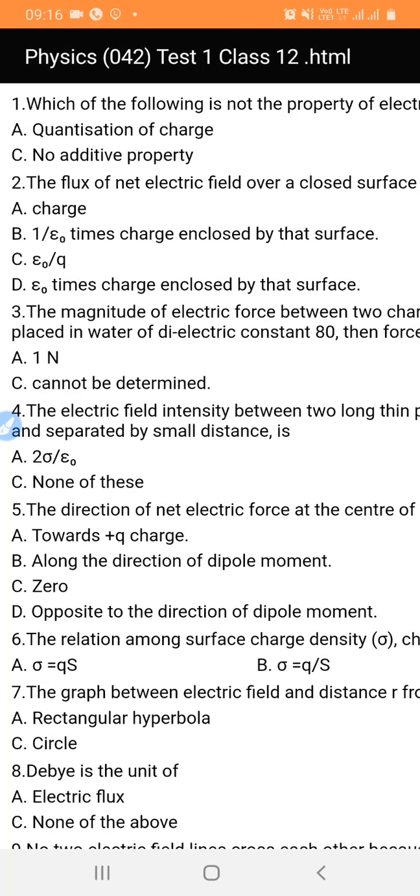Hello, good morning. There are 10 questions in MCQ as given for you based on chapter 1, class 12 physics.